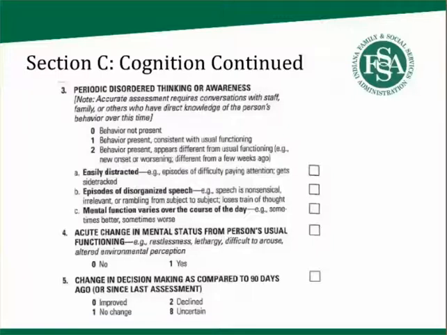On C5, this is the change in decision-making as compared to 90 days ago. This will give the case manager a snapshot, if you will, of a quick comparison in a 90-day period of any progress or decline.